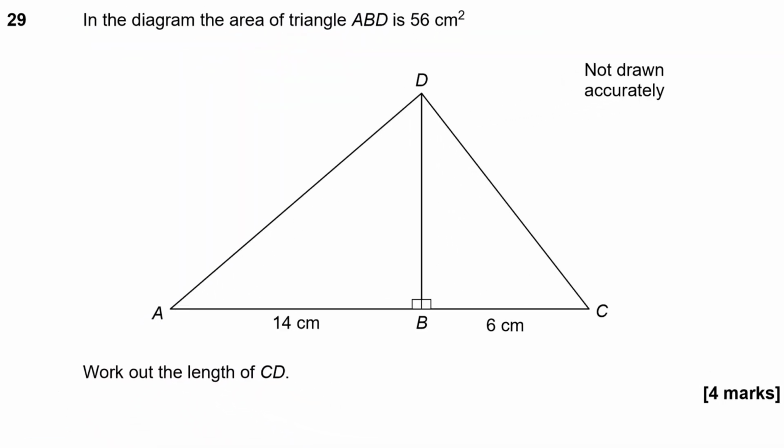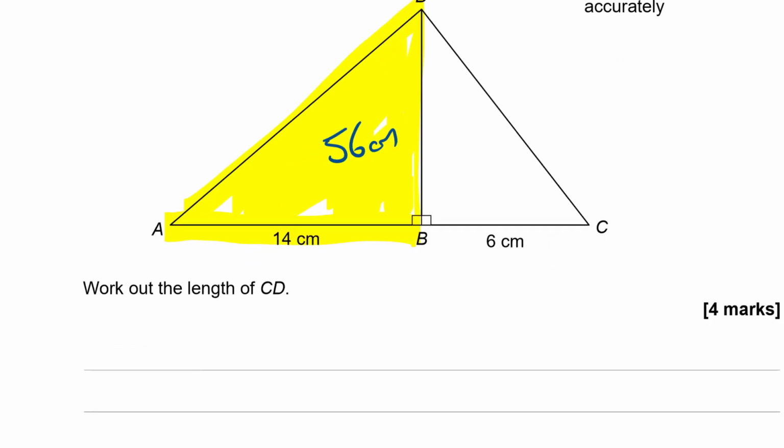All done. Good job. In the diagram, the area of triangle ABD is 56. Work out the length of CD. Okay, in the diagram, triangle ABD. What is triangle ABD? It's this triangle here. And we're told that the area of this one is 56 centimeters. Now, we know that the area of a triangle is half its base times its height.